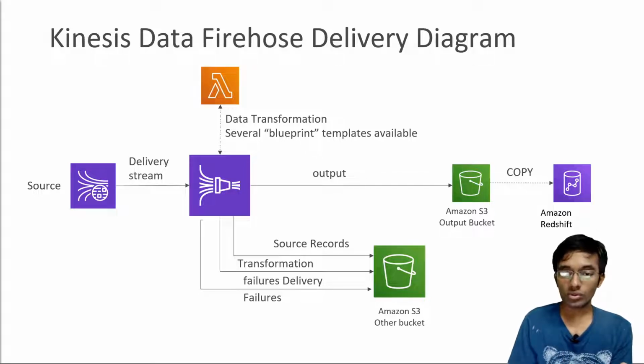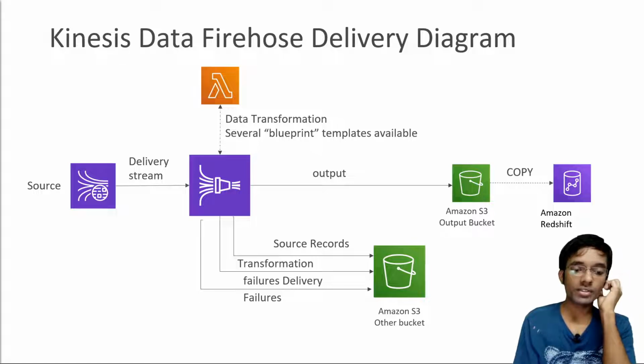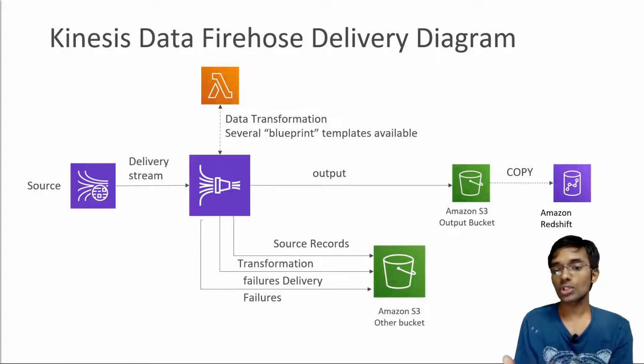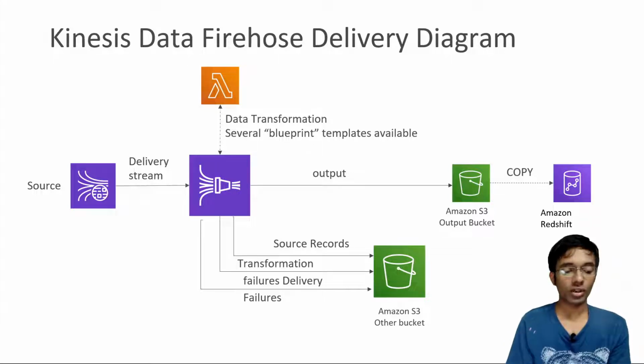You can also send any transformation failures that Lambda failed to do into an Amazon S3 bucket for later analysis, or any delivery failures in case your target was not available. You can make sure that this goes into Amazon S3 as well, to recover from these failures in the future. So this is, at a high level, how Kinesis Data Firehose works.